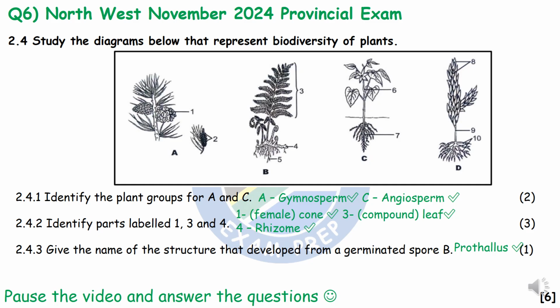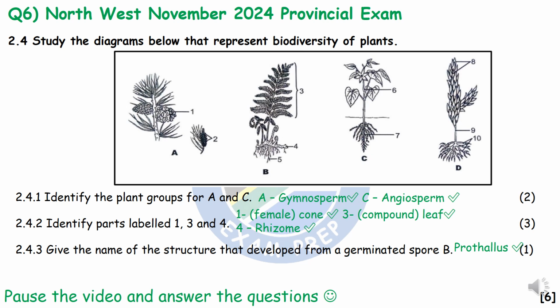Label 3 on diagram B is pointing to the leaves or the compound leaves of the fern. Label 4 on diagram B is pointing to the horizontal stem of the pteridophyte. This is known as the rhizome. So it isn't pointing to the roots, it is pointing to the rhizome.